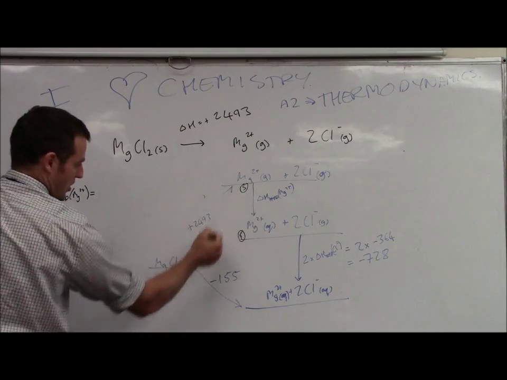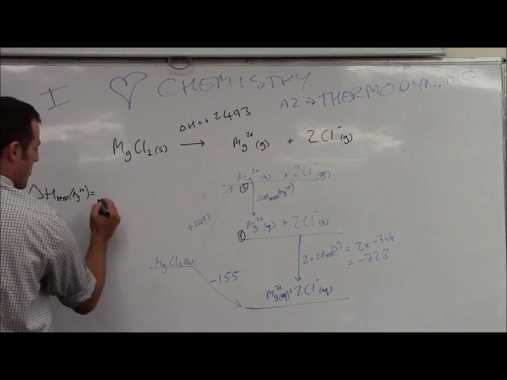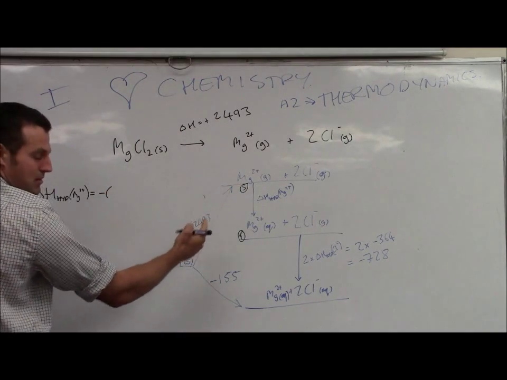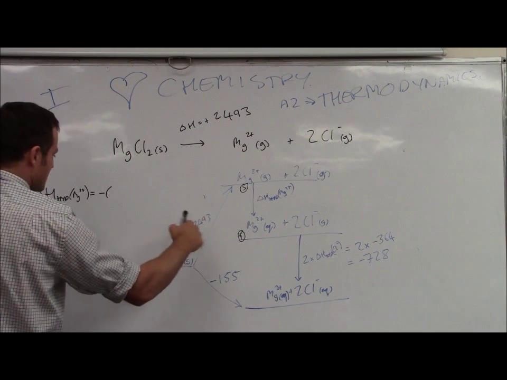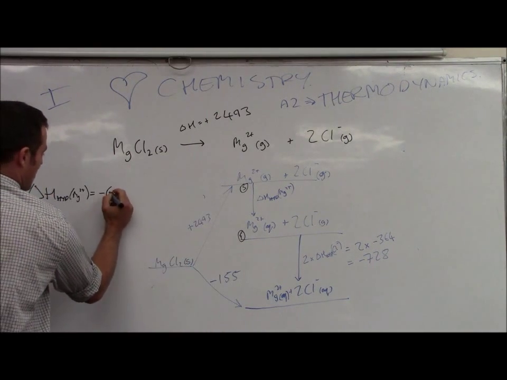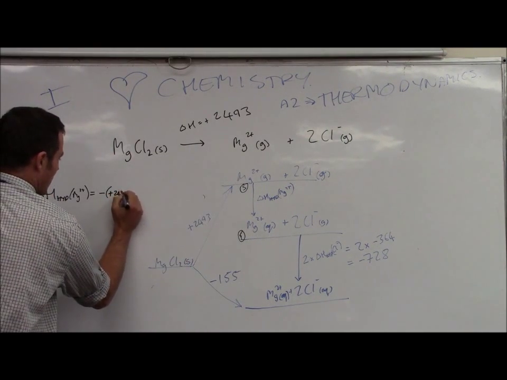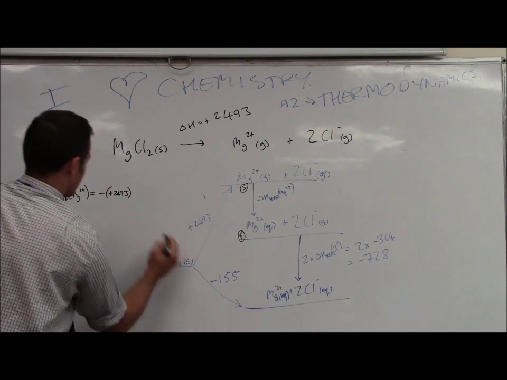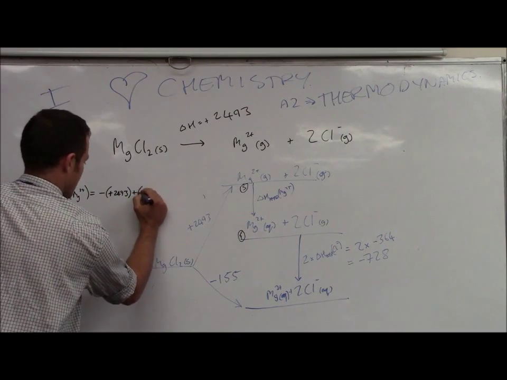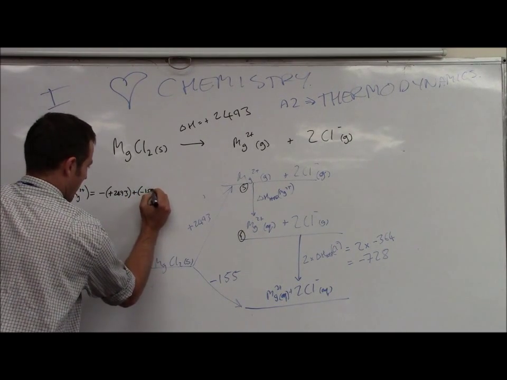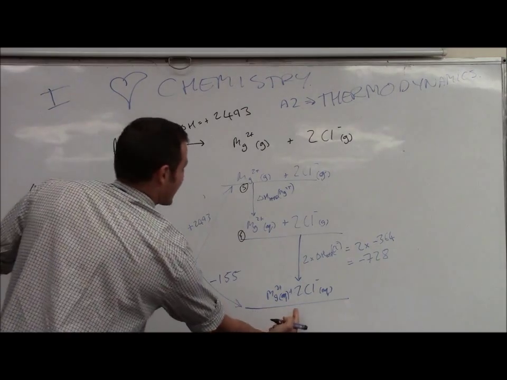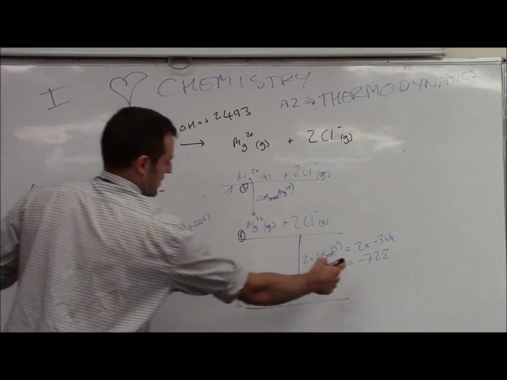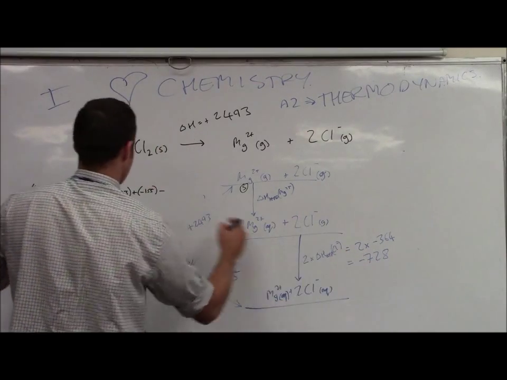I need to go from here to here, so I'm going to go around here. So I need to go against that arrow. So minus, and I always like to put the value in brackets after the minus, which tells me I'm going against the arrow, and then plus 2493, because that's the value I'm using. Then I'm going with this arrow, so it's plus minus 155, and then I'm going against this arrow, so it's minus, because I'm going against it 2 times, well, I've done that math, so it's minus a minus 728.